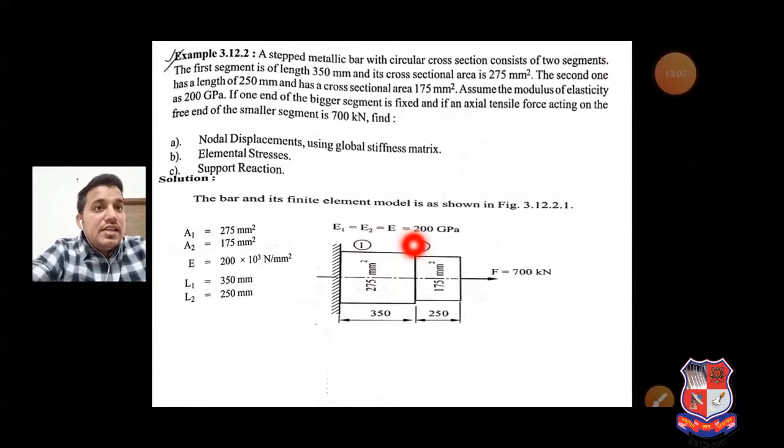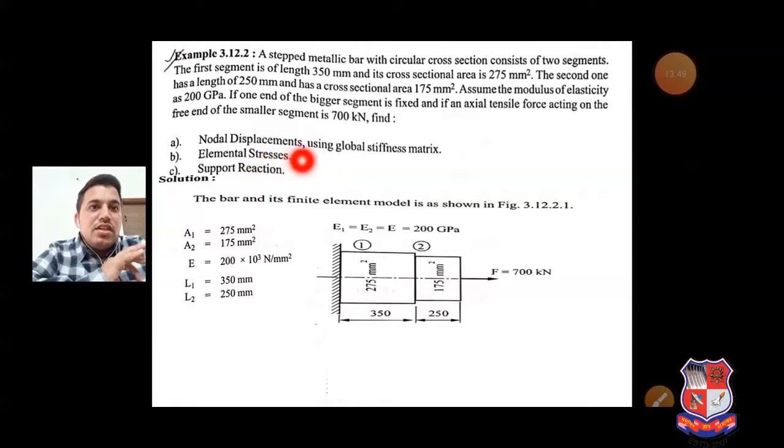If they had said that the two metallic bars have different materials, then the properties E1 and E2 would be different. But here it is the same material, that's why E1 is equal to E2 is equal to E. Now one end of the bigger segment is fixed, and an axial tensile force of 700 kN acts on the free end of the smaller segment. So we have to find out three things.